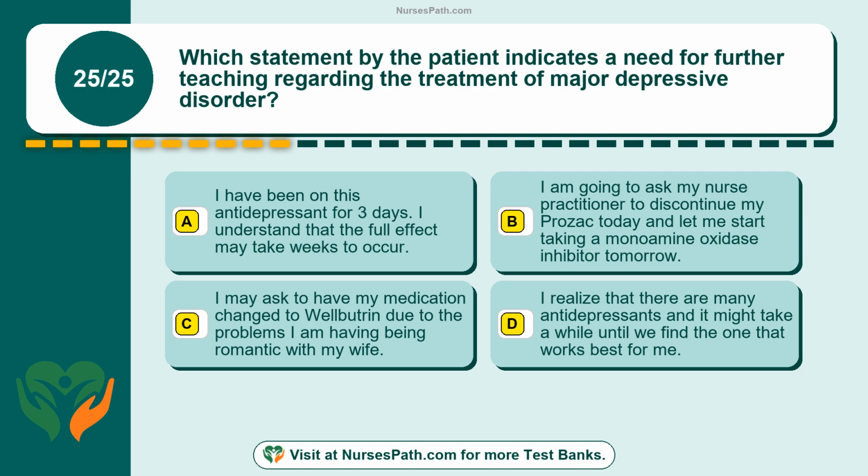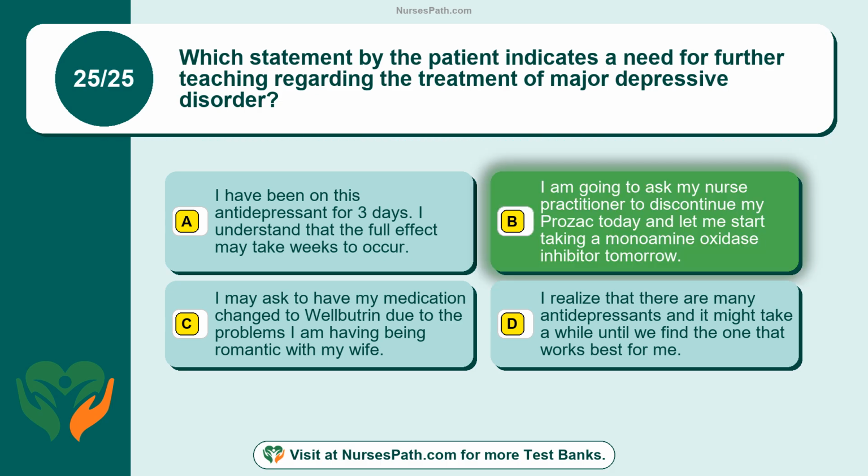Option C. I may ask to have my medication changed to Wellbutrin due to the problems I am having being romantic with my wife. Option D. I realize that there are many antidepressants and it might take a while until we find the one that works best for me. The correct answer is option B.